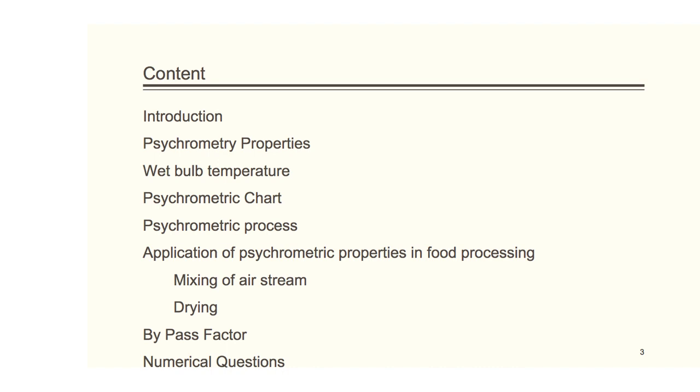Today we are going to discuss the introduction of psychrometry, the different properties of psychrometry or psychrometric properties, wet bulb temperature, the need or the importance of wet bulb temperature, and how to read the psychrometric chart. We are going to discuss it in this lecture. The different psychrometric processes like cooling, humidification, heating, drying, etc. And application of psychrometric properties in food processing.